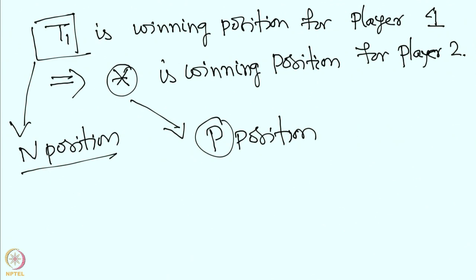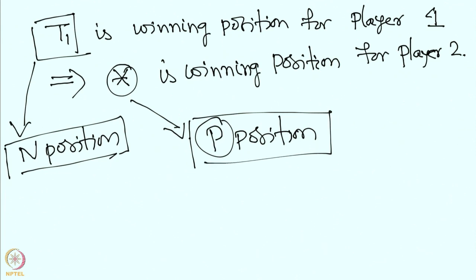So therefore T1 is a winning position for player 1, that is T1 is an n position, and star is going to be a p position. Of course there is a small thing: I do not want to use n and p positions here, this is just to illustrate this idea, because there is a draw here, and when we use n and p positions the draw is not taken care of. So we will not use n and p positions further in this proof, but this is just to illustrate. If T1 is a winning position for player 1, star is going to be a winning position for player 2.